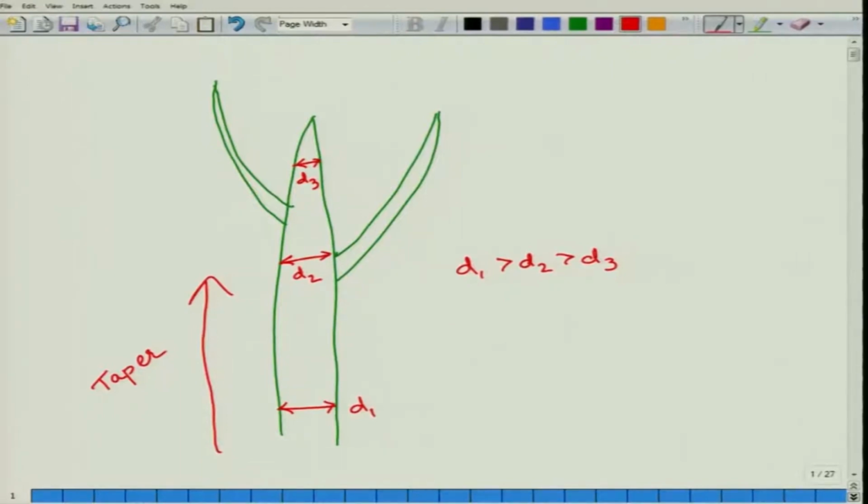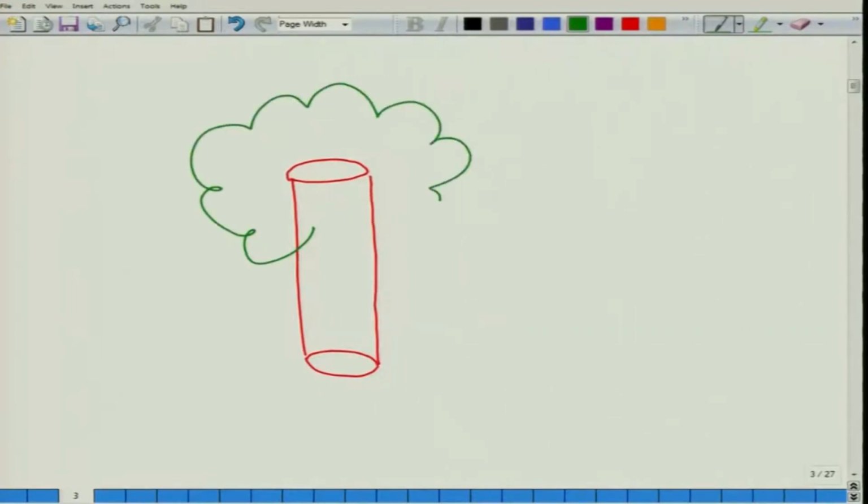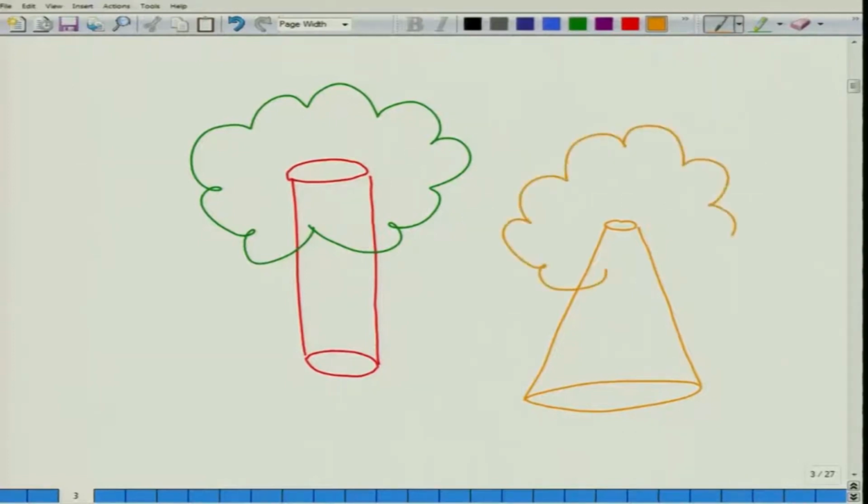So, how do we describe the shape of a tree, especially its main stem? For example, can we describe a tree like this? We have a cylinder and then we have leaves. Can this describe the shape of a tree? Or for instance, can we have a cone, and on top of the cone we have the leaves? Is this a good description of a tree?